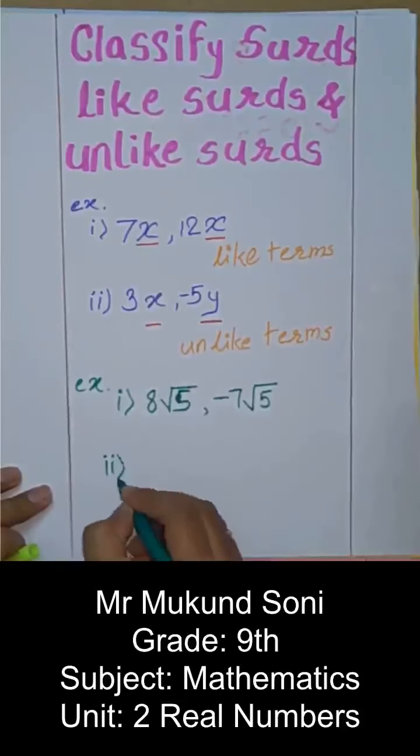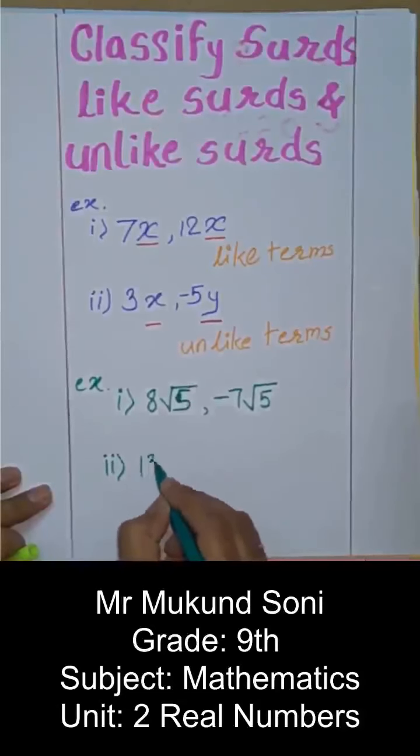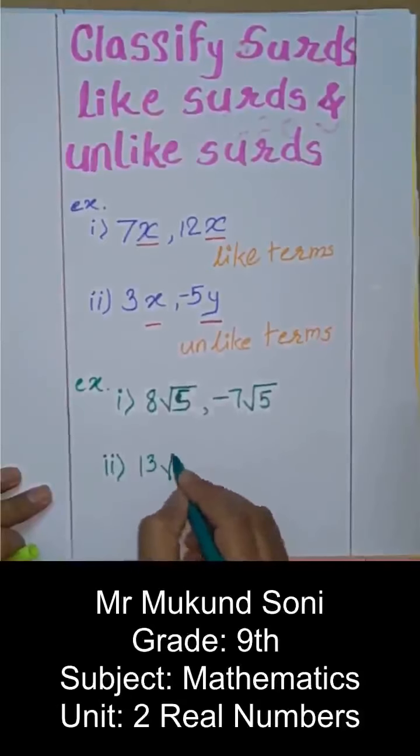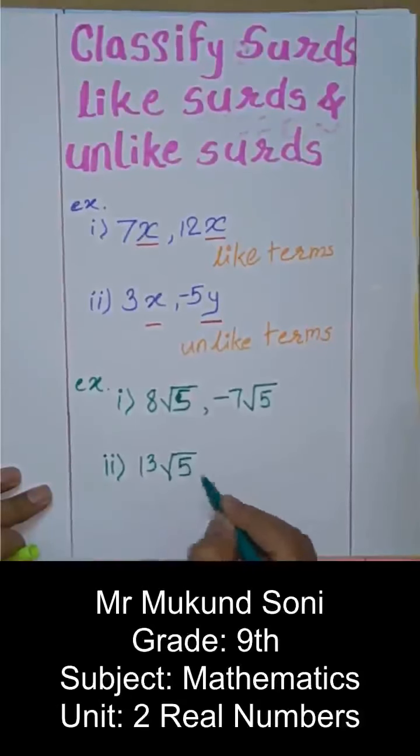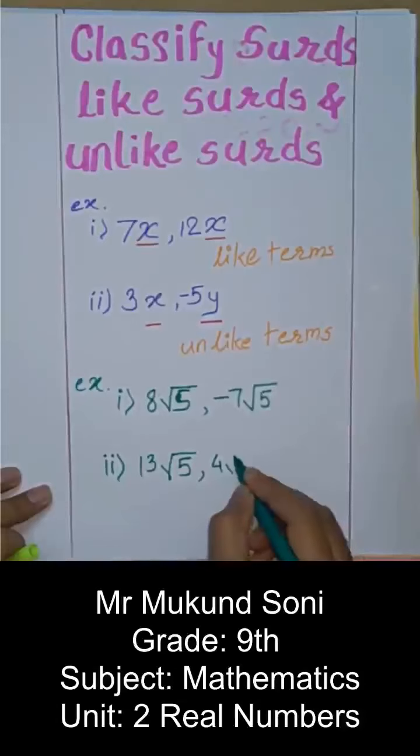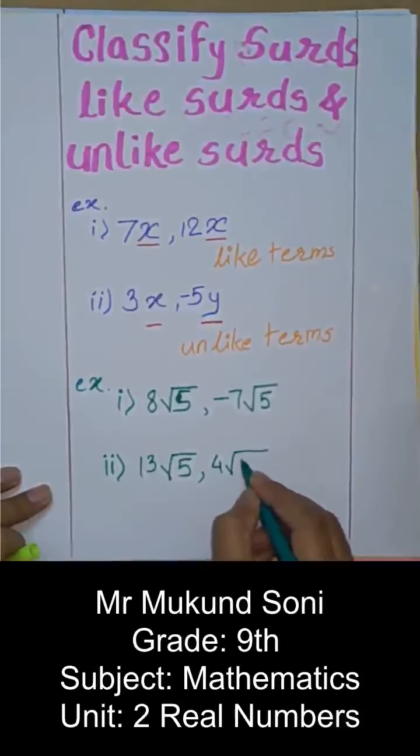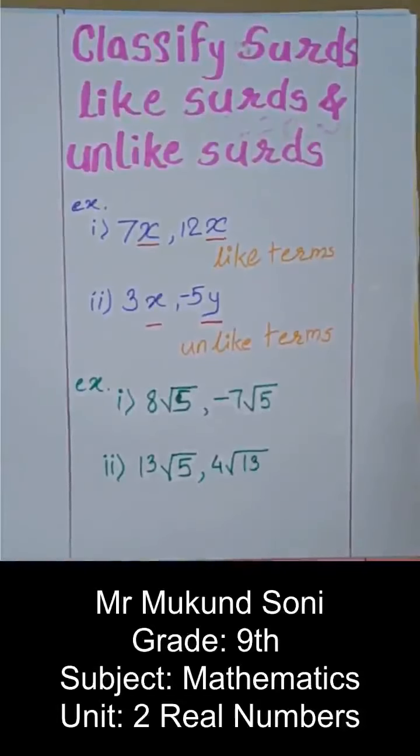Take the second example. 13 root 5, 4 root 13. Now, can you find the answer? Which pair will be called as like pair of the surds and which will be called as unlike pair of the surds?